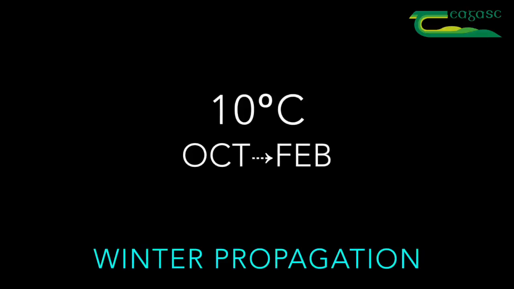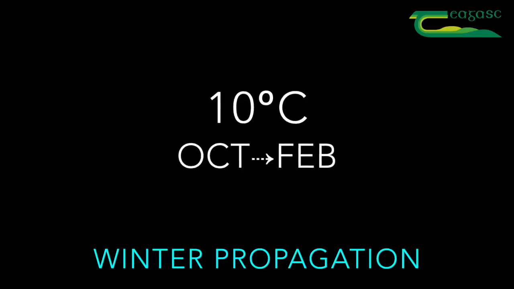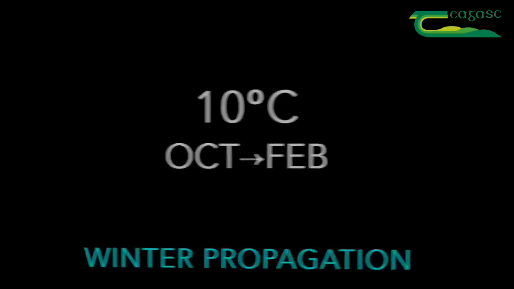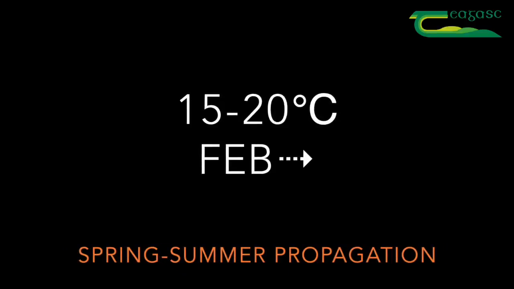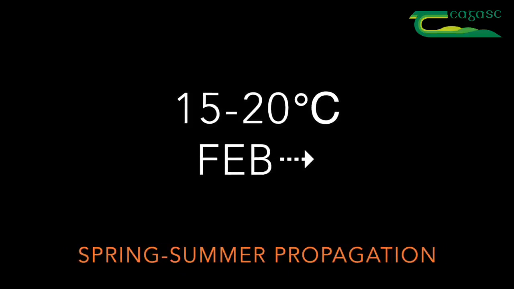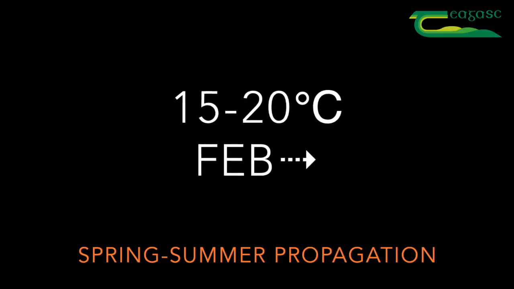The base temperatures in propagation beds should be maintained at 10 degrees centigrade during winter propagation, that is October through February, and from mid-February onwards it should be raised to 15 to 20 degrees.